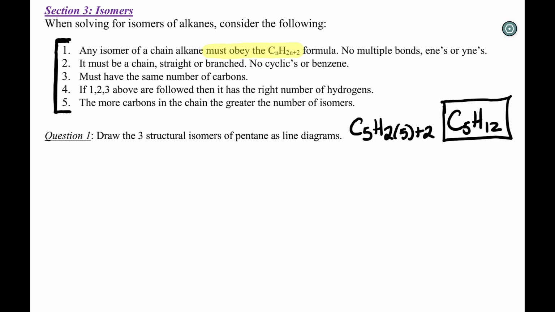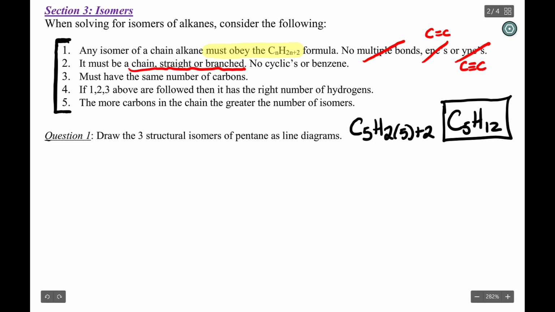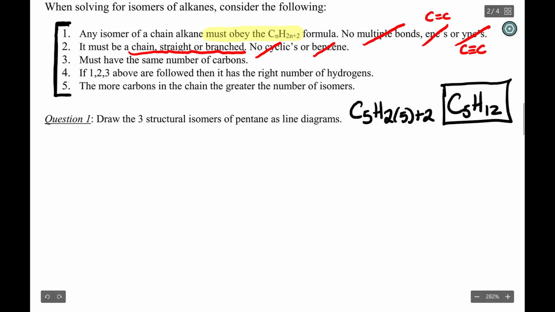Other things I'm looking for is there better not be any multiple bonds, so no double bond enes, no double or triple bond ines. It must be a chain, whether it's straight or branched, but it cannot be cyclic, which means in a ring shape, and it definitely can't be benzene, which is also in a ring shape. So if it has none of these things, and it has the same number of carbons as the other structures, if 1, 2, and 3 above are all followed and it has the right number of hydrogens, then we're going to be an isomer.